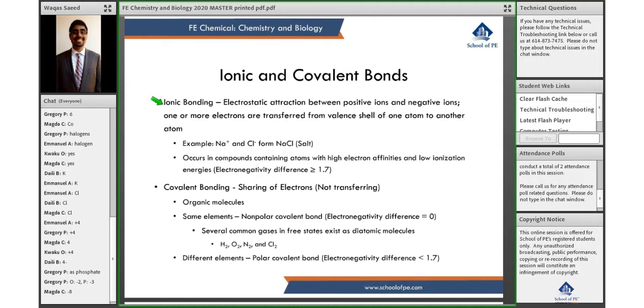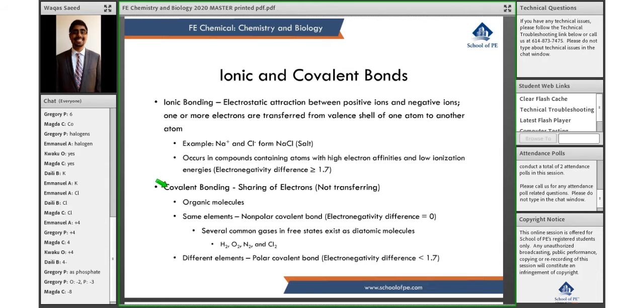So in ionic bonding, the electronegativity difference between the two compounds that are bonded with an ionic bond is always greater than or equal to 1.7. So you should know this for the exam. The electronegativity difference for ionic bonds is greater than or equal to 1.7.